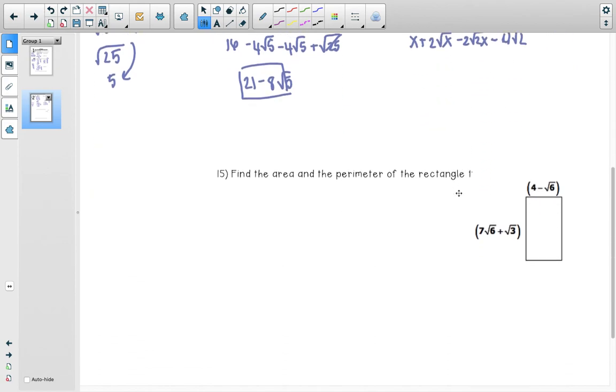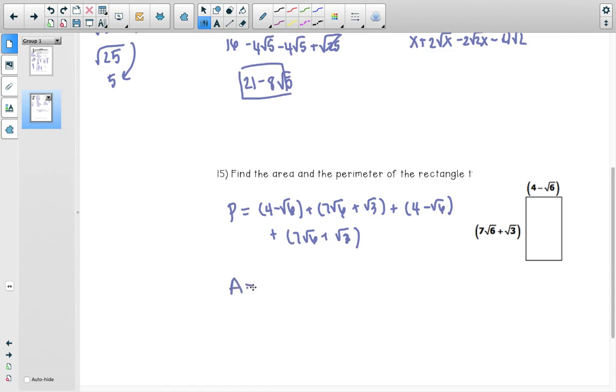Okay, I'm just going to talk about 15. We're not actually going to do it. Just remember what perimeter is. It means you're adding all 4 sides. So if this is the perimeter, you're going to take 4 minus the square root of 6 plus the 7 square root of 6 plus the square root of 3. Okay, so those are those 2 sides, but you have 2 more to add, and you have to do the same thing twice. So then you have this. I'm running out of room. And then this.